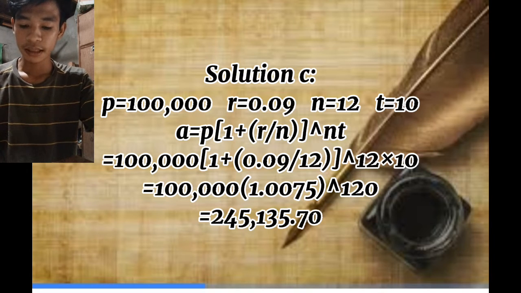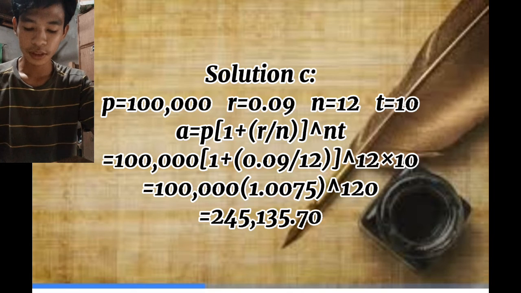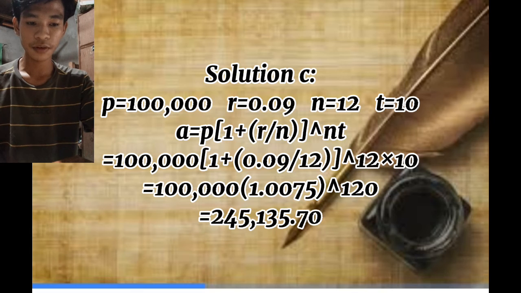So, solution C, guys. P equals 100,000. R equals 0.09, n equals 12, and t equals 10. So, guys, the value of n also changed. It became 12 because it is monthly for 10 years. Monthly, in 1 year we have 12 months. So that is why the value of n became 12, and t is the time in years.